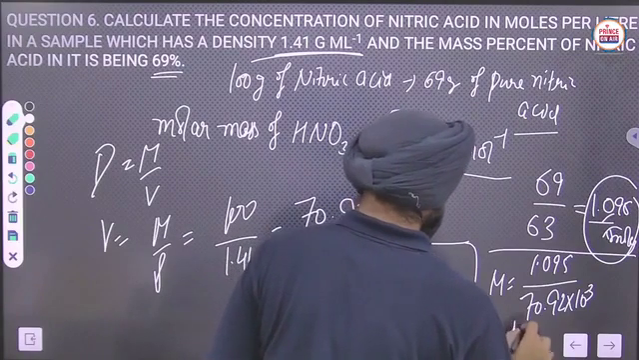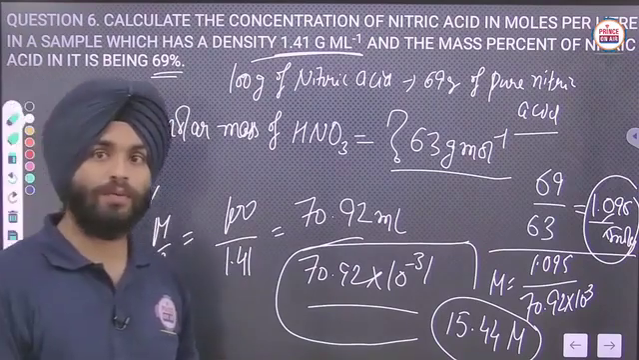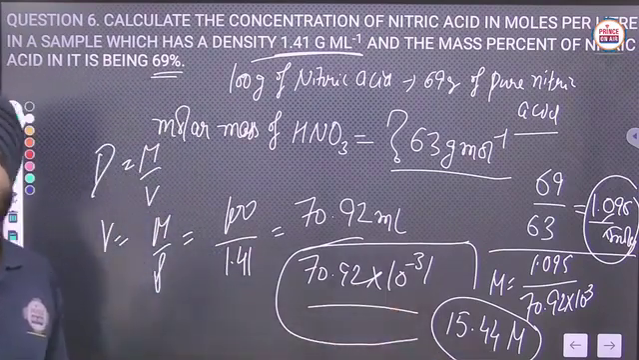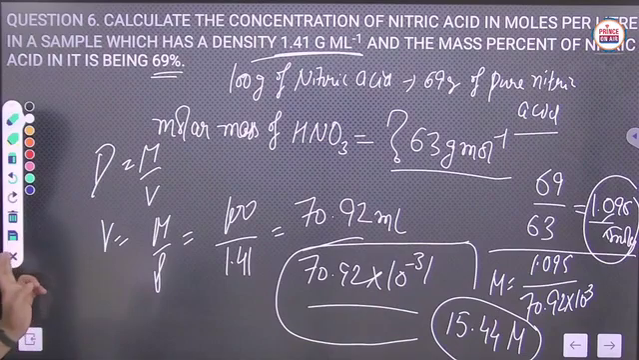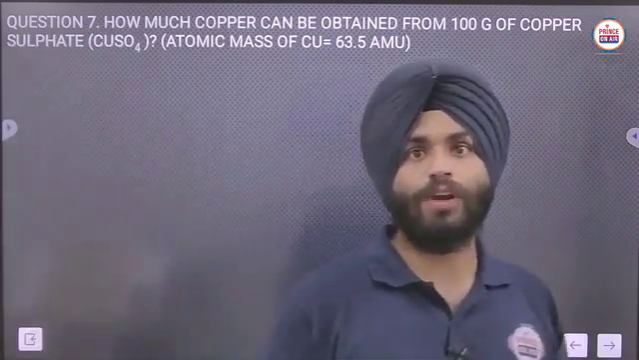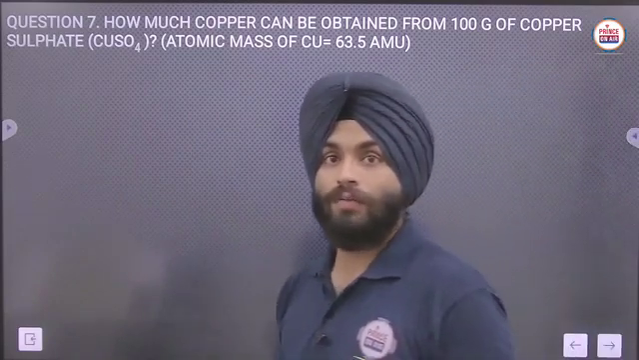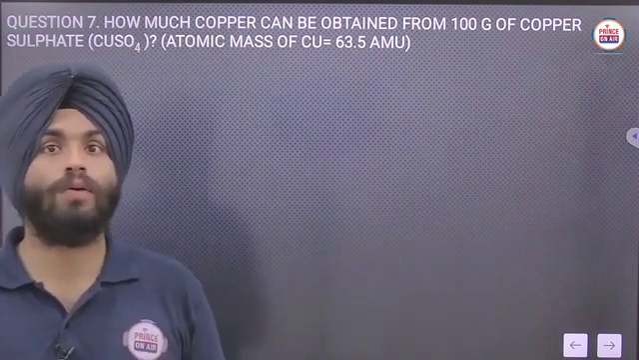15.44 molar, or mole per liter. Okay, so the answer will be 15.44 molar. Then the next question: how much copper can be obtained from 100 gram of copper sulfate? 100 gram of copper sulfate will contain how much copper?